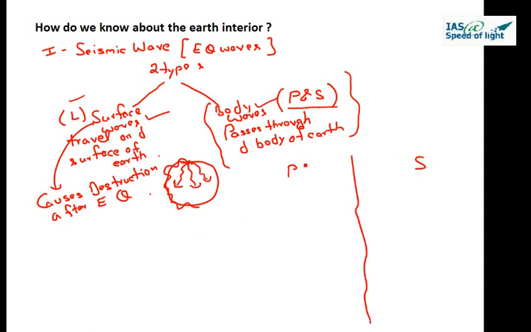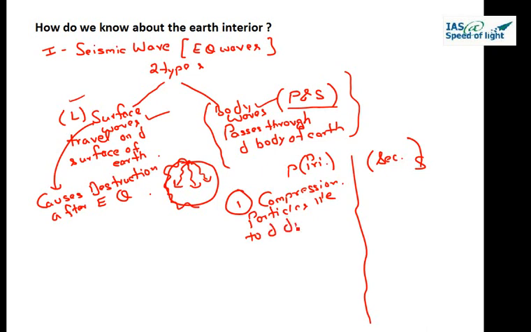P waves, its name is P because these are the primary waves, and S wave, it is the secondary wave. The first difference is the P waves are the compressional waves. What it means is the particles move parallel to the direction of motion, while the secondary waves are the transverse waves, which have a sort of up and down movement.